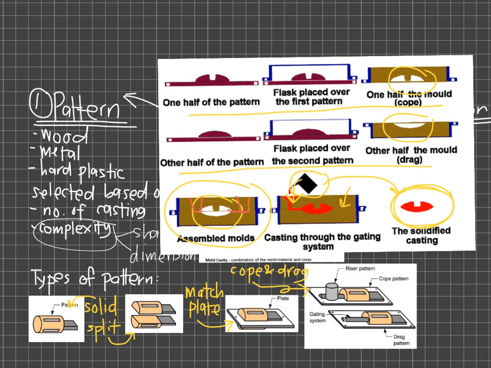And of course, before we get the exact product, we have to go through the secondary process, which is the finishing process. In the finishing process, we have to remove all the sprue and riser, as well as the runner, in order to get the real product.